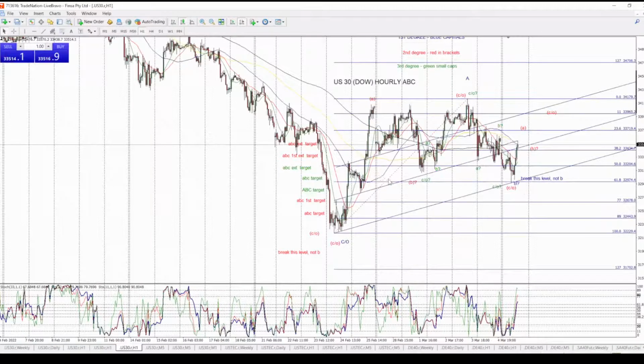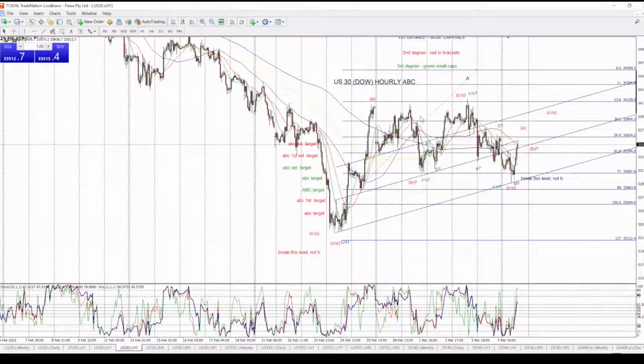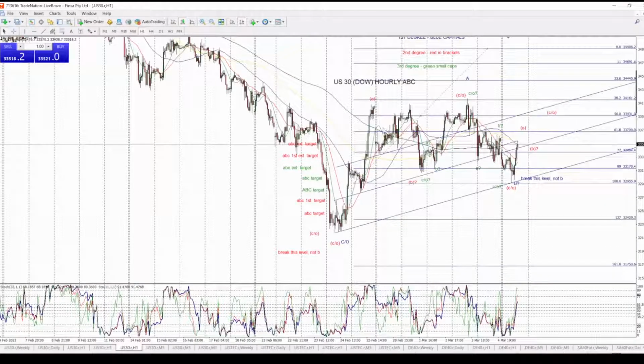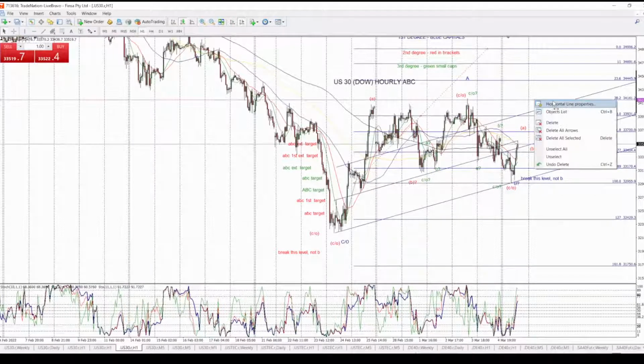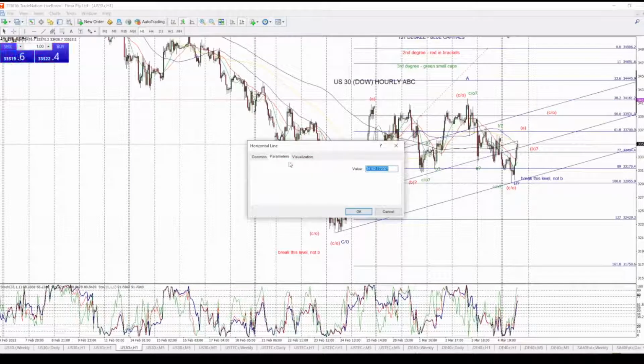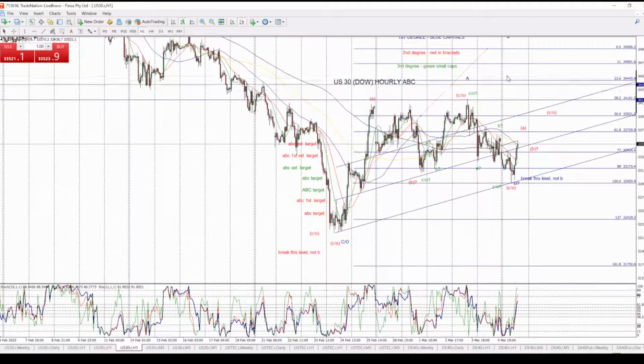I want to get some targets in there as well. That remains B, so we don't break the low today. That's the first ABC target. It's quite a distance. ABC target at that area. Let's delete that FIB, we don't need it for now.